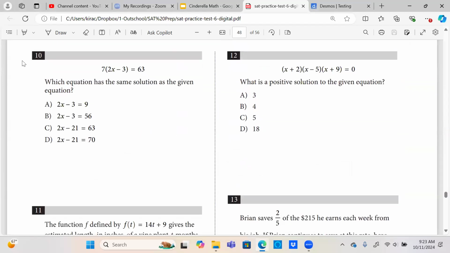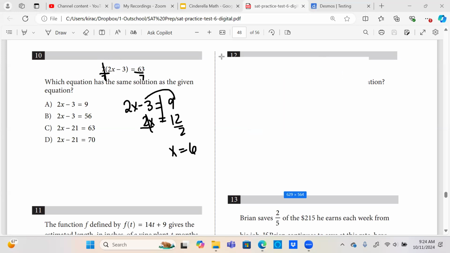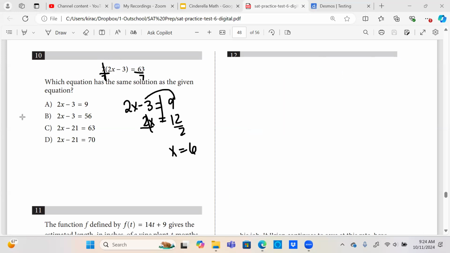Which equation has the same solution? Okay, I'll do this by hand, and then I do think maybe it's worth looking at in Desmos as well. I'm going to divide by 7. 2x minus 3 is 9. Add the 3. Divide by 2. So x is 6. So we're looking for which other one has an answer x equals 6, because the question is same solution.